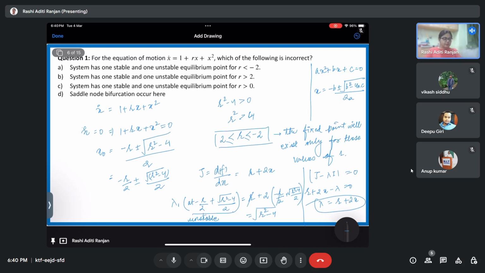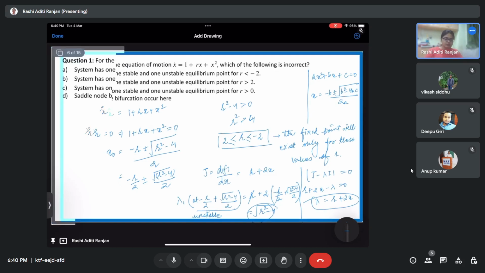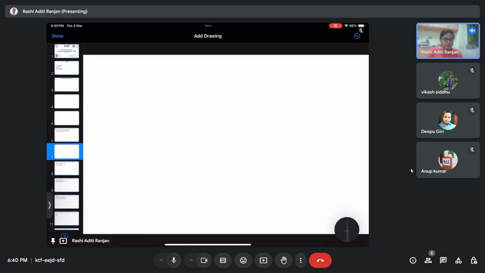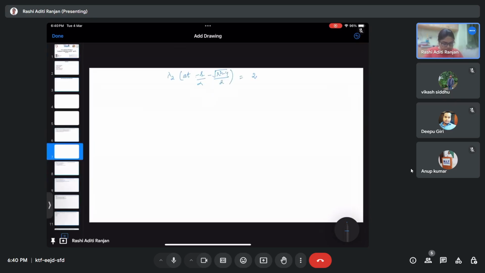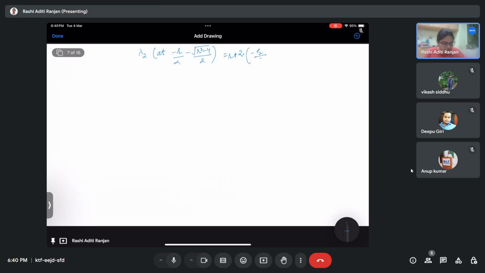This root is unstable because my eigenvalue is positive. Now if I compute the second eigenvalue, what is it going to be? We had R plus 2x. Okay, so we'll have an R plus 2 into R, and R will get cancelled. So we are essentially going to have minus of.